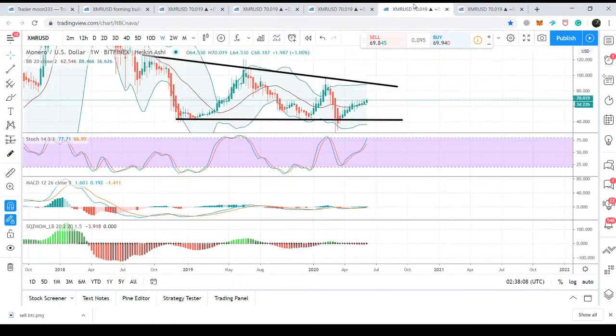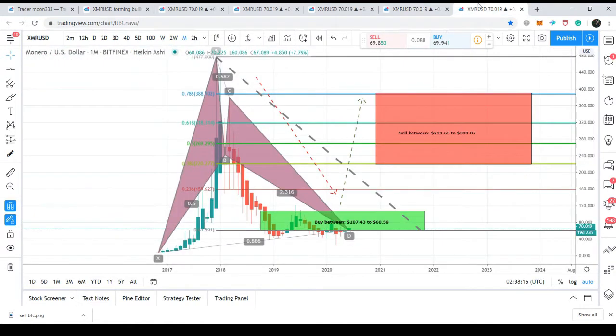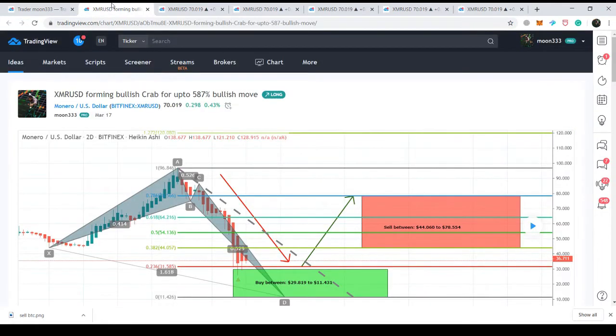And we will also watch this movement of the Monero in a very big wedge pattern that is formed on the weekly chart. And at the end of this video, I would like to show you this very big bullish bat pattern that can lead the Monero up to more than 350% bullish rally. So let's start the video.